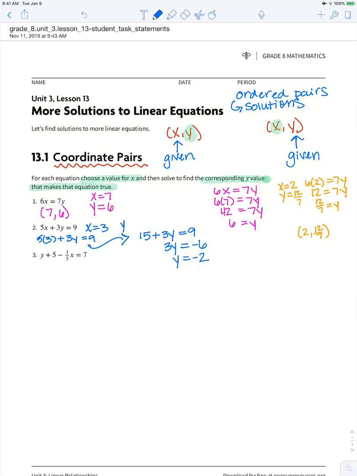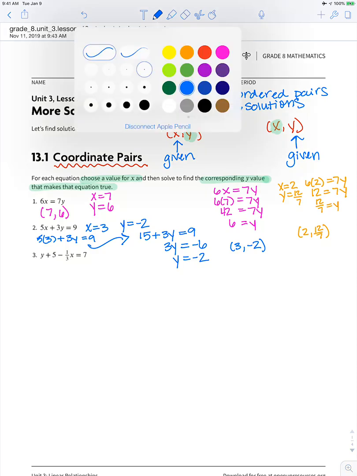So the value that would be paired with X is going to be negative 2 for Y. So a solution, not the only one, it is a solution to number 2. The ordered pair would be 3, negative 2. So again, bringing you back to this idea of if I'm given the x value, I could find the y value. If I'm given the y value, I could find the x value. In this warm-up, we're just creating those values.